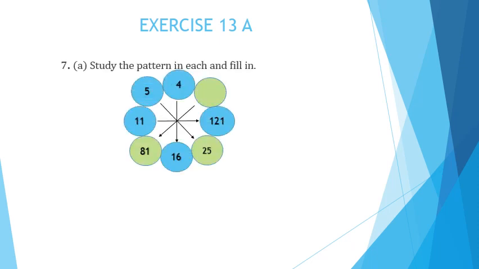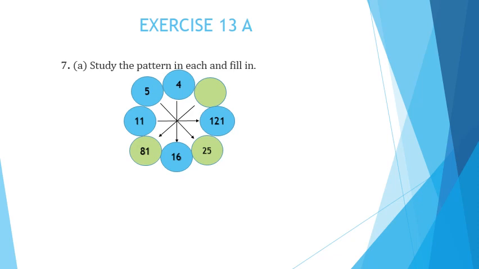So children, now let's come to the next question. Study the pattern in each and fill in. So here you can see that numbers are written inside the circle. So starting from anti-clockwise direction, the first one is 4, the second one is 5, the third one is 11, fourth one is 81, fifth one is 16, sixth one is 25, seventh one is 121, and then we have a blank circle in which you have to fill, right?